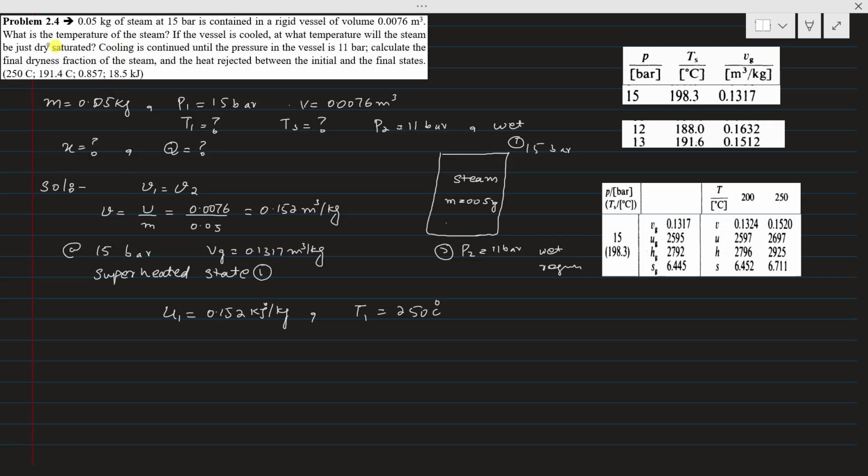Next is to find, when the vessel is cooled, at what temperature the steam is just dry saturated. It's very easy. The steam is dry saturated and its specific volume is given, so we will look at its value in the saturated steam table and from the corresponding specific volume we can get the saturated temperature. Specific volume is fixed throughout the process because the vessel is rigid, and it is 0.152 meter cube per kg.